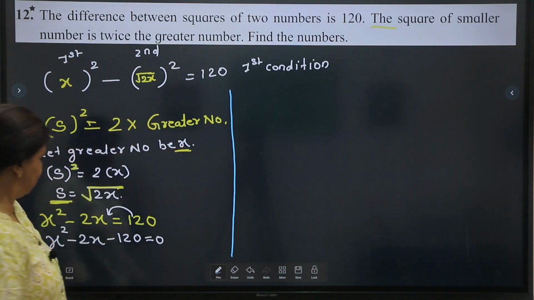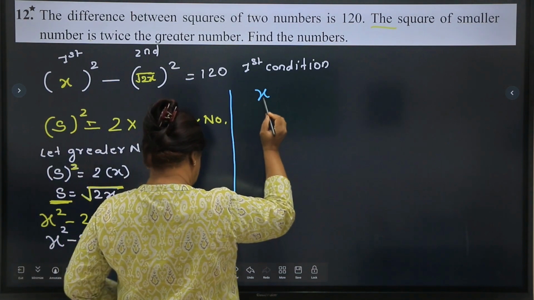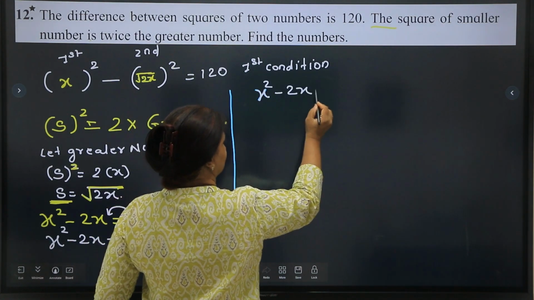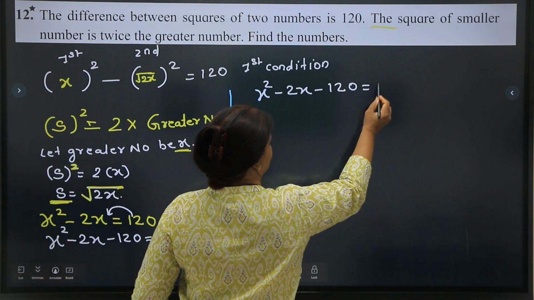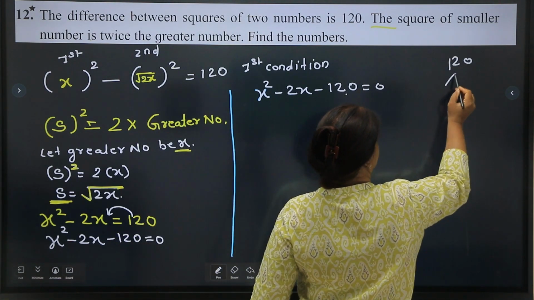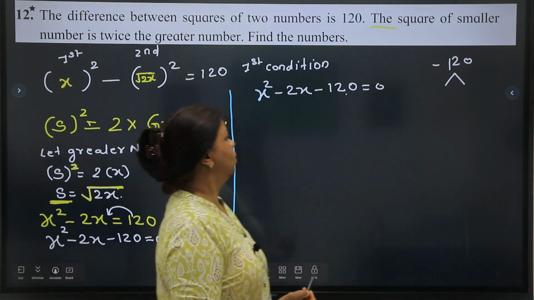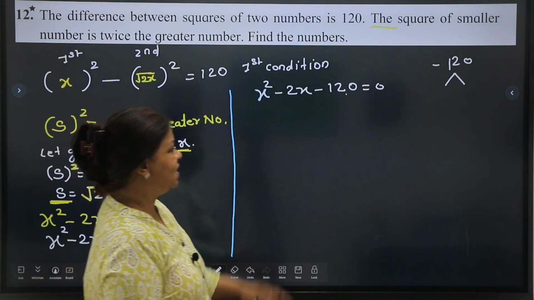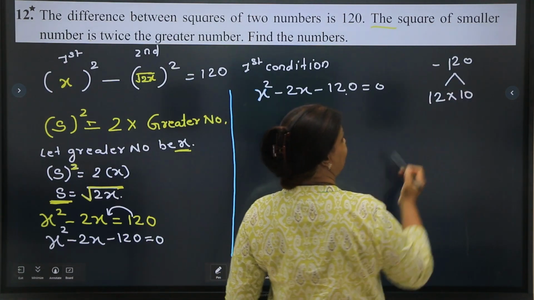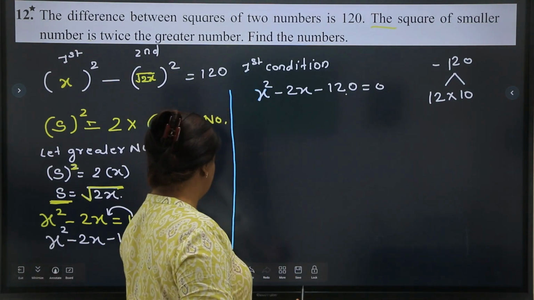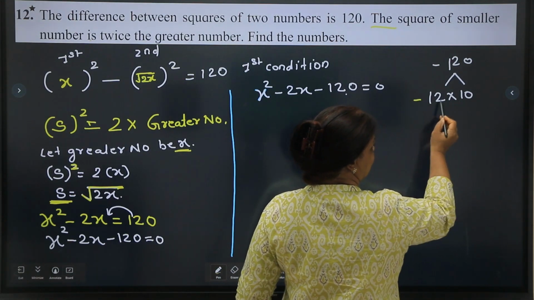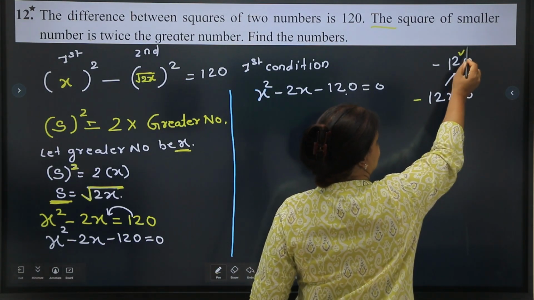Now let me write the equation here. x square minus 2x minus 120 is equal to 0. Let me bifurcate this number 120. 12 tens are 12 into 10, which will give me minus 120. So minus can be either here or here. If I am writing minus 12 into 10, I am getting minus 120.